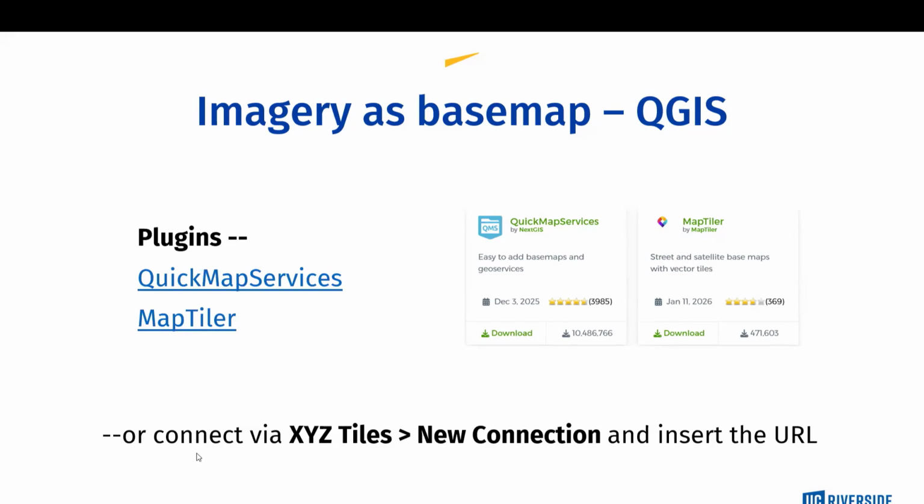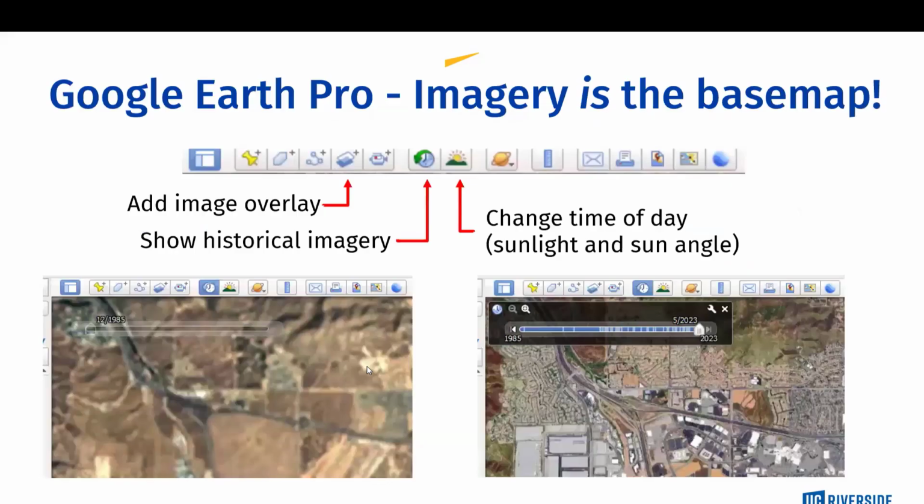And then I have at the bottom here, this doesn't make any sense at all unless you've already used QGIS, but another way to get imagery in there is to go to XYZ tiles and then click new connection. And if you know the URL for the service that provides the base map, you can insert it that way instead of going through the plugin. So again, just to show you how convoluted it can get sometimes.